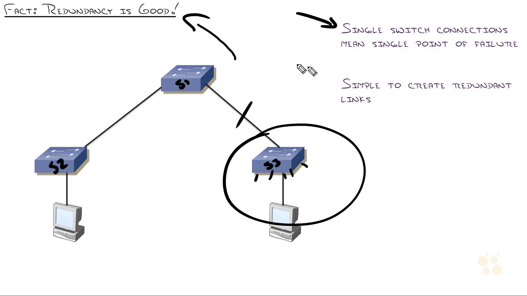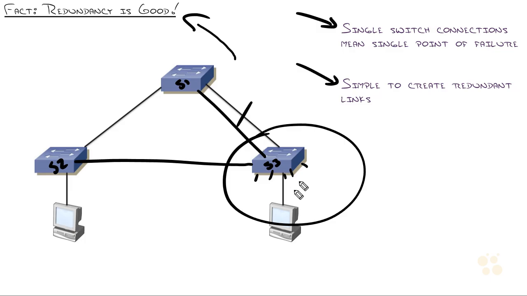The good news is that it's very simple to create redundant links. All I need to do is plug a cable like this, or a cable like that, or something like that to eliminate that single point of failure. But if I do that without spanning tree engaged, I can cause a loop that takes down the entire system.